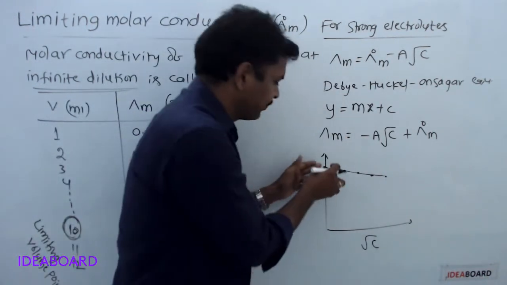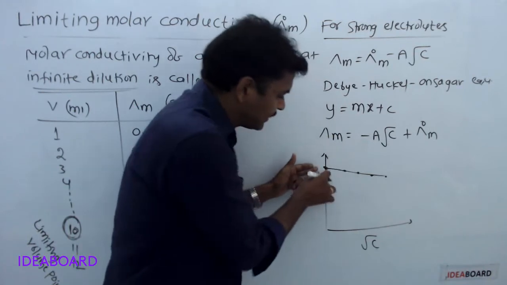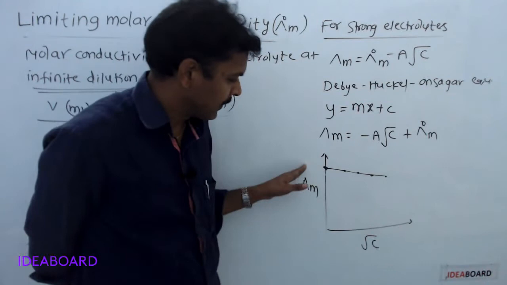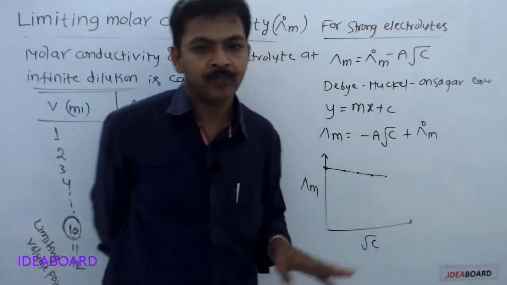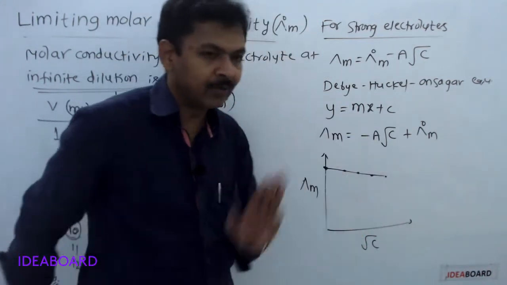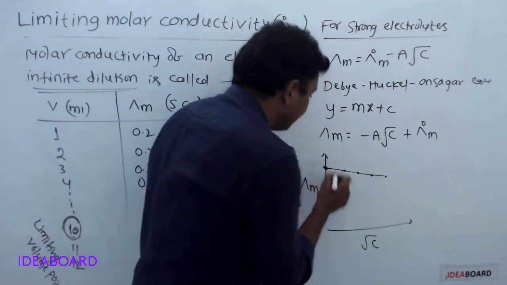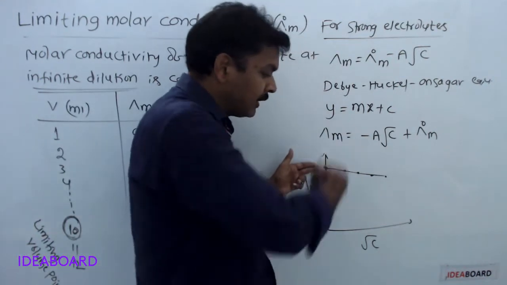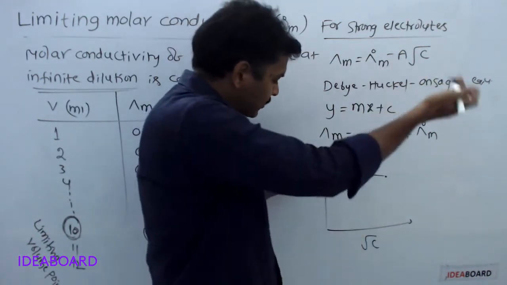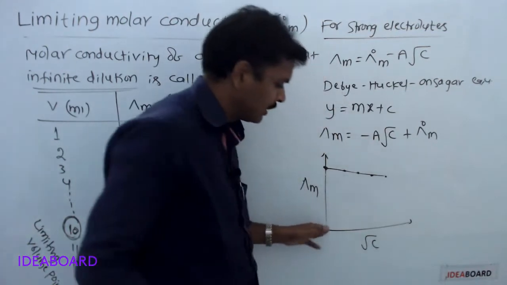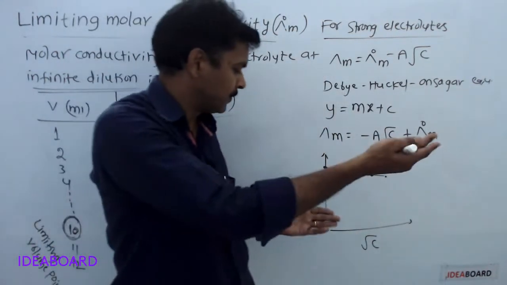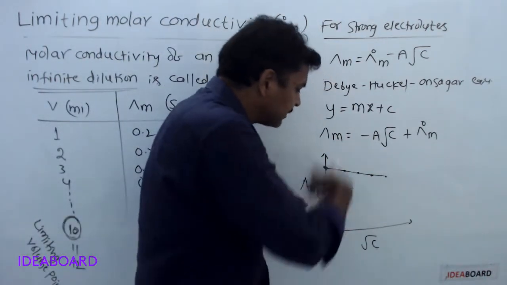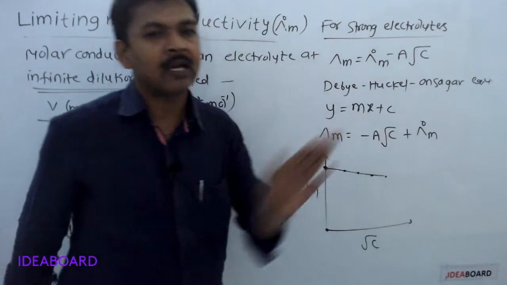After reaching this point, even on further dilution, there is no increase in the molar conductivity. There is no change in the molar conductivity. This is called limiting molar conductivity. Here, root of c becomes 0. Concentration becomes 0 at infinite dilution. So here it reaches maximum value. It gives limiting molar conductivity.